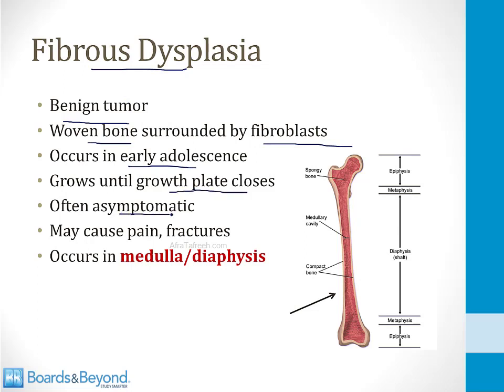They're often asymptomatic, but they can cause the usual things like bone pain and fractures. And these occur in the medulla or the diaphysis. So the medulla is the center of the bone, found in the straight part of a long bone, the diaphysis or shaft, and that's where fibrous dysplasia occurs.